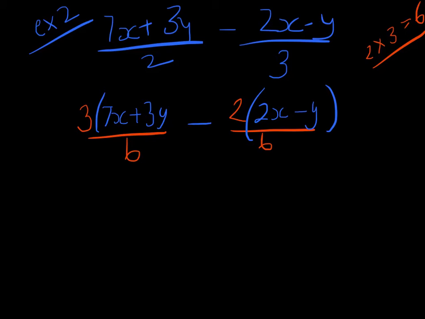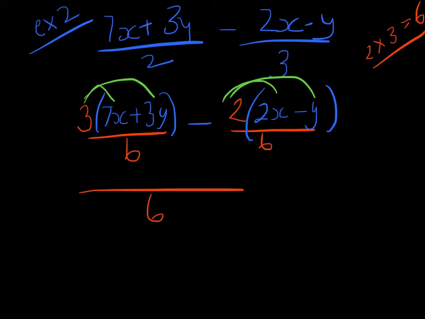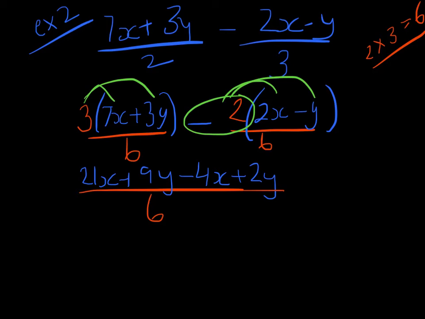So then I will multiply through my brackets using our expansion, and I've got everything over 6 now. And once I've multiplied through my brackets, I can go 3 by 7 gives me 21x. 3 by 3 gives me 9y minus 2 times 2 is 4, so I've got 4x, minus times a minus gives me plus 2y. Don't forget that this minus is attached to this 2, so everything is going to be multiplied through.